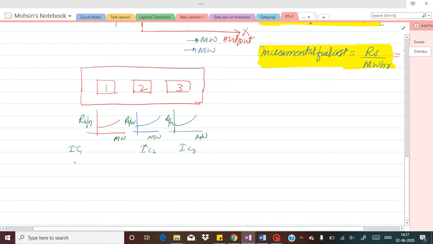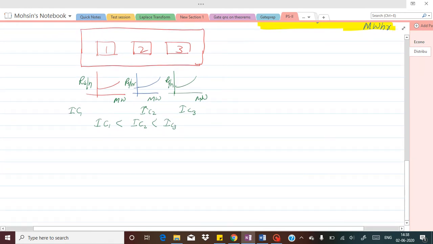Now this IC1, IC2, IC3 might not be equal. Suppose as a general case IC1 is less than IC2, and IC2 is less than IC3. Then the loading of the units will be done as follows: first preference will be for unit 1, then second preference to unit 2, and third preference to unit 3. Then later they will be loaded to their capacities when the maximum demand needs to be met. So this will be the order of loading, unit 1 to unit 3.